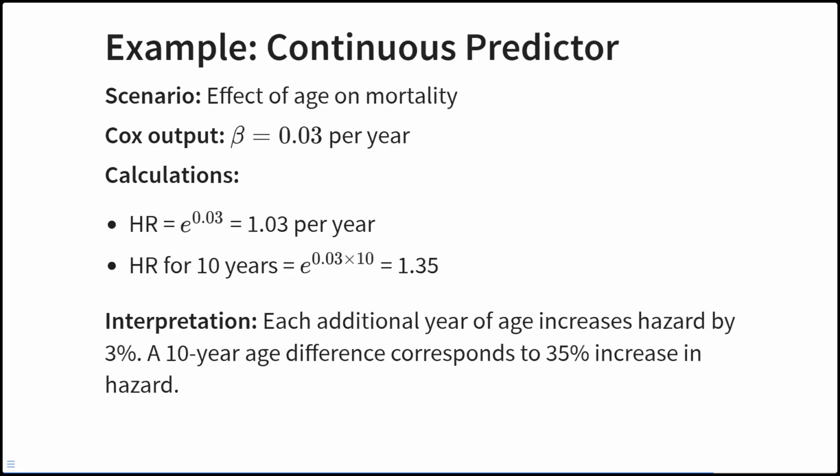So for a continuous predictor, you can see our hazard ratio here is 1.03. So for each additional increase in age, the hazard of experiencing that particular outcome, which is death, increases by what? It increases by 3%. It's 1.03 minus 1, which gives us 0.03. So 0.03 is a 3% increase in the hazard for every year increase in age.